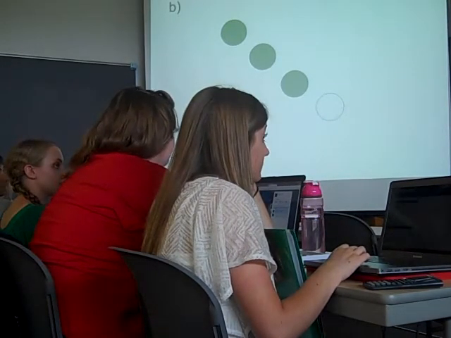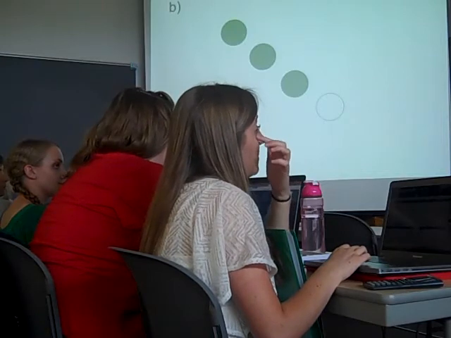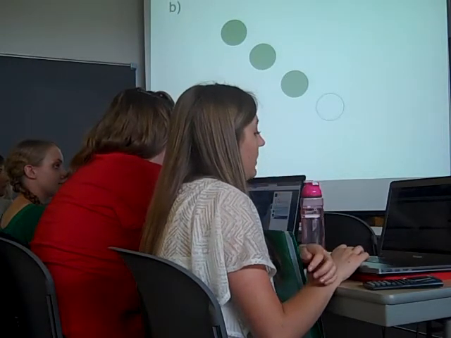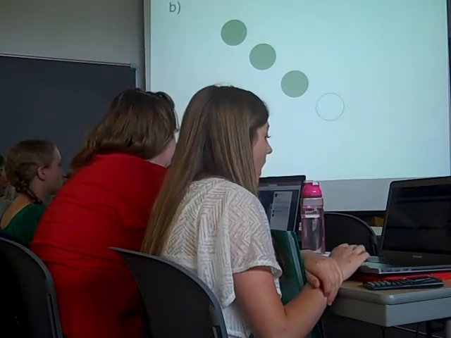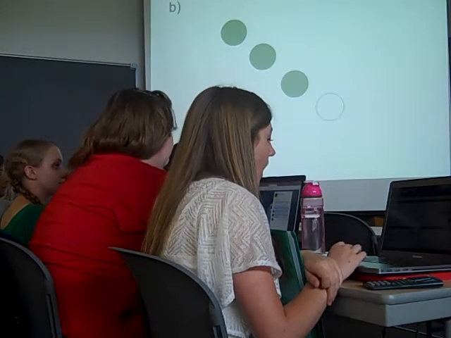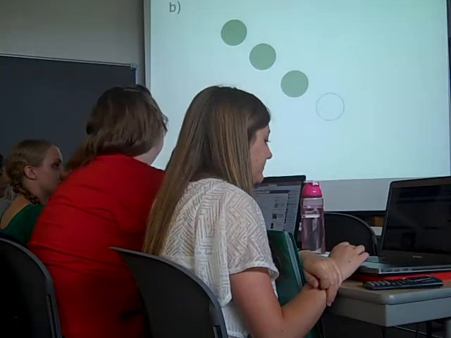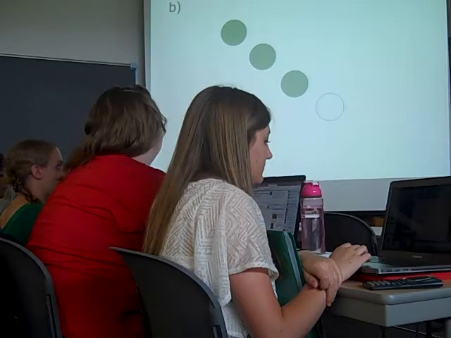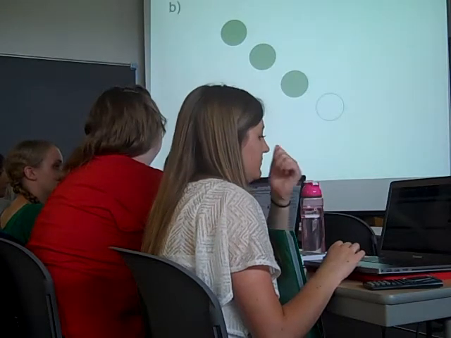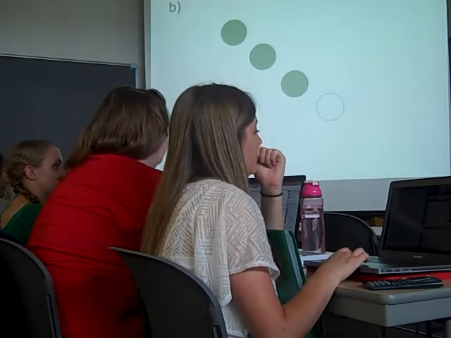So could the green be 3/4? Yes. Could the green be 1/4? No, we'd have to be talking about the white ones. We're going to focus on the green. There's something else, another number that could be represented here. What? 0.75. 0.75. How did you get that?